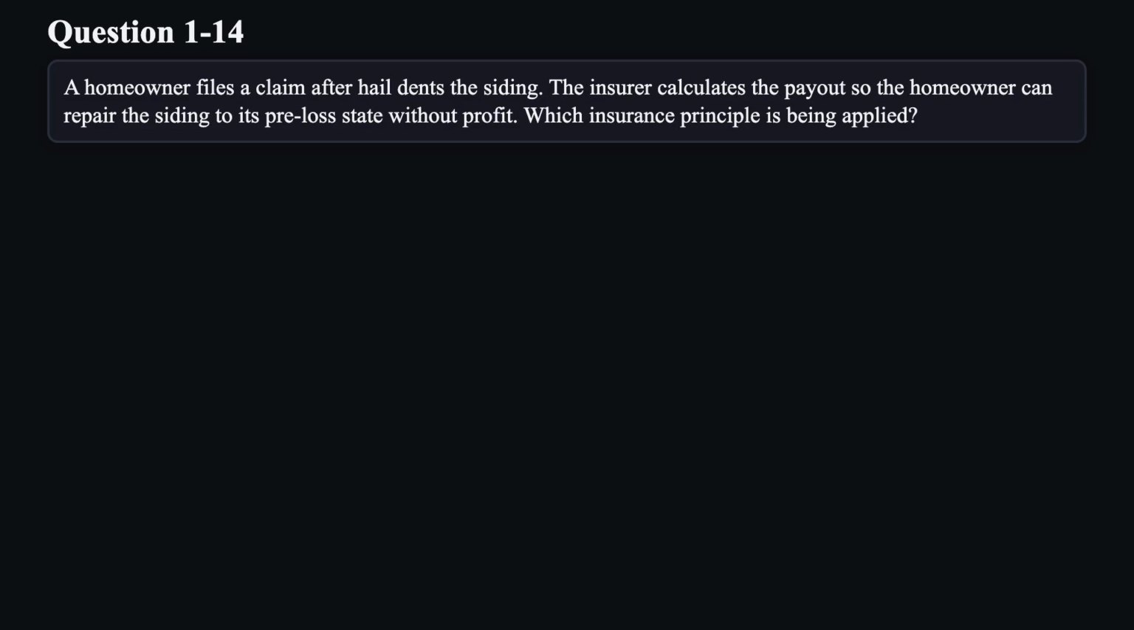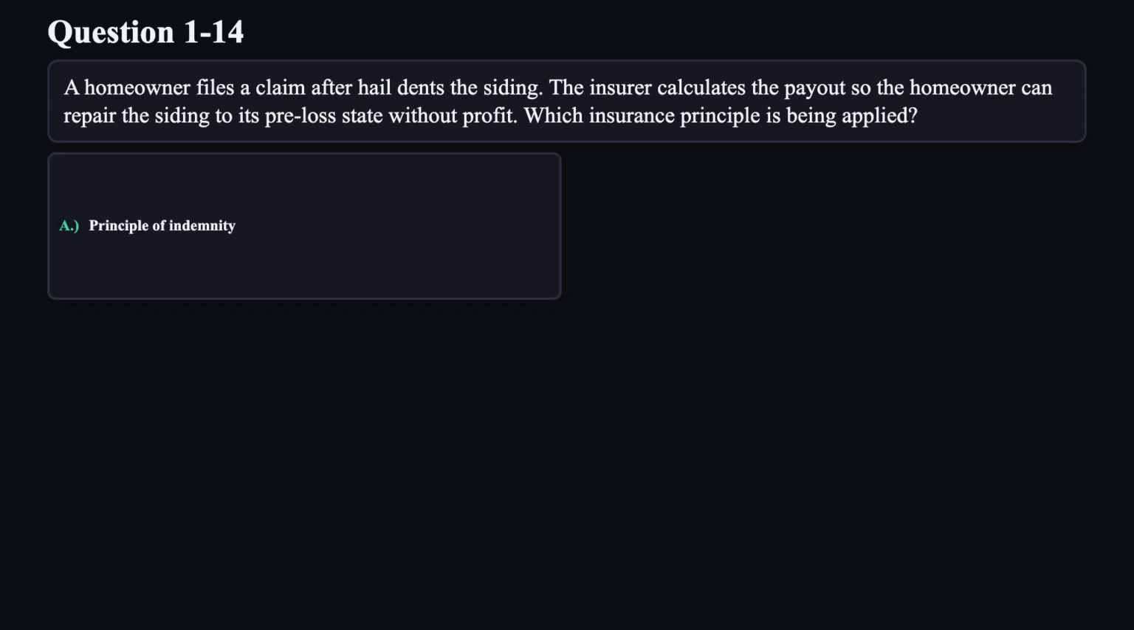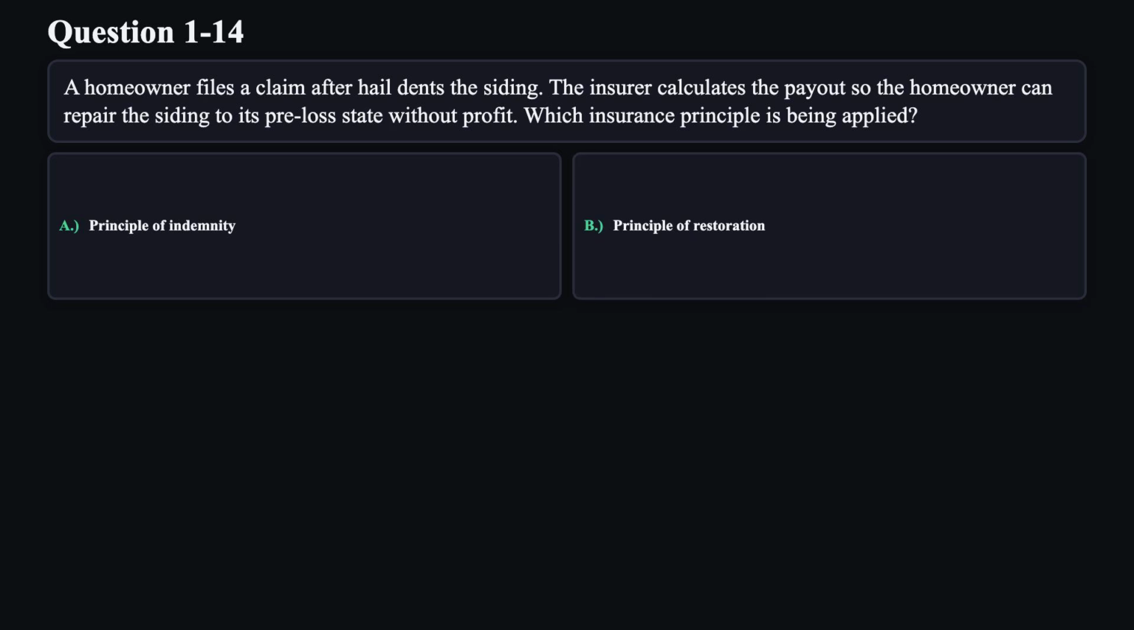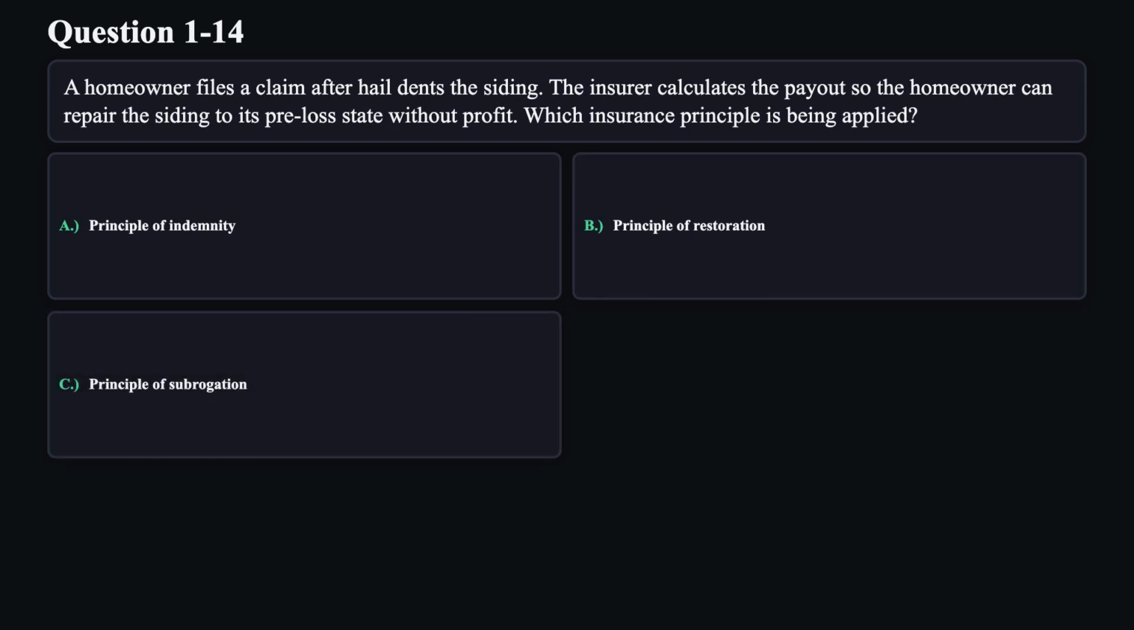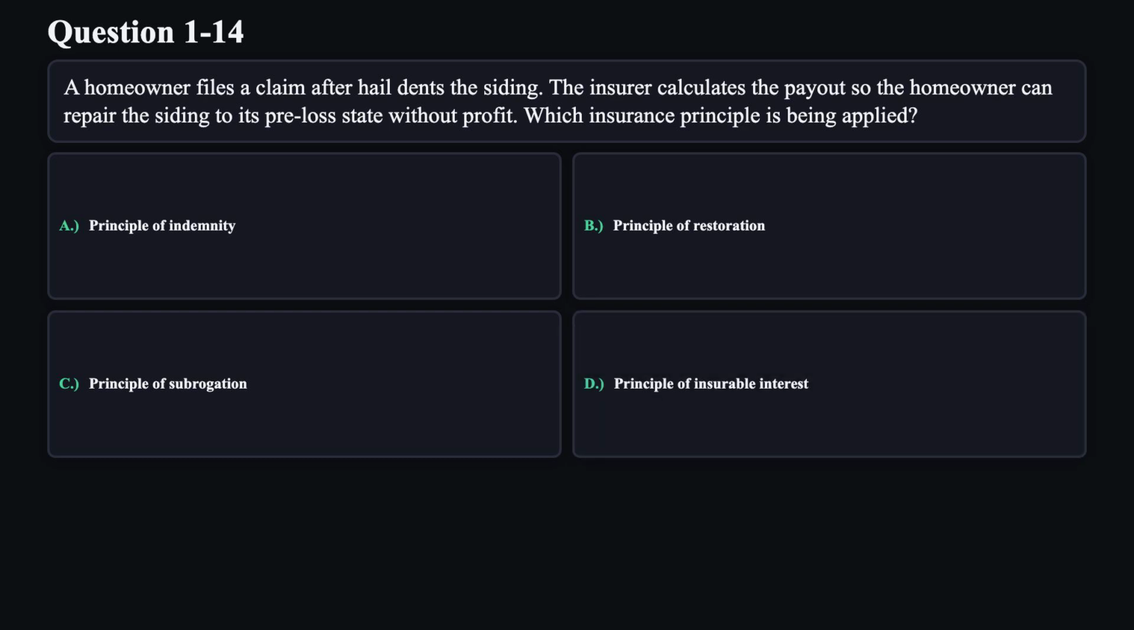Question 14. A homeowner files a claim after hail dents the siding. The insurer calculates the payout so the homeowner can repair the siding to its pre-loss state without profit. Which insurance principle is being applied? A. Principle of indemnity. B. Principle of restoration. C. Principle of subrogation. D. Principle of insurable interest.